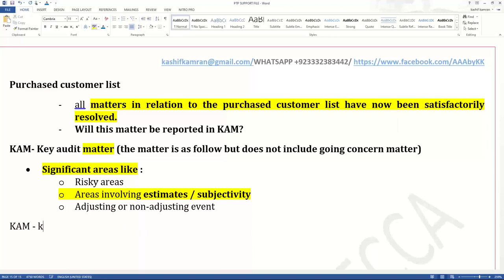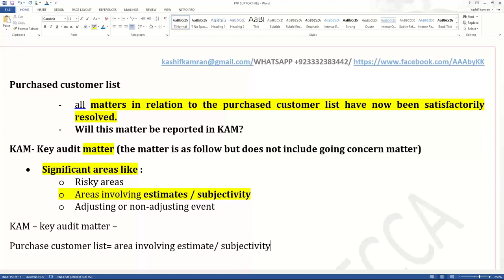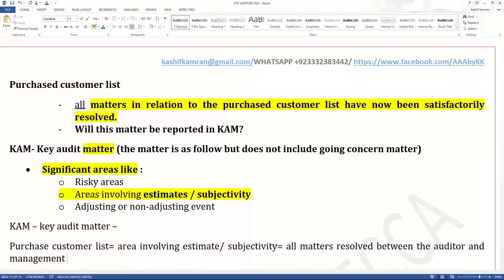CAM, key audit matter. If the purchase customer list is equal to an area involving estimate and an area involving subjectivity, is equal to all matters resolved between the auditor and management, then it is equal to a material area.